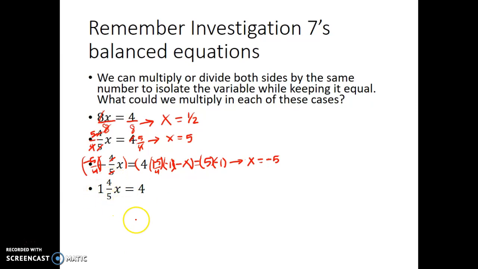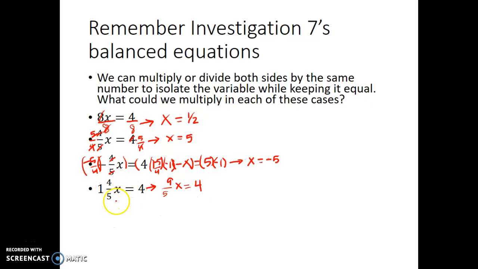Well, what about this mixed number? Well, we want to divide by 1 4/5 on both sides, or multiply by the reciprocal, but it's hard to see what the reciprocal is for this, the way it's written right now. Let's change this to be written as an improper fraction instead of a mixed number. So what would that be? 5 times 1 is 5, plus 4, 9/5. So this equation actually says this.